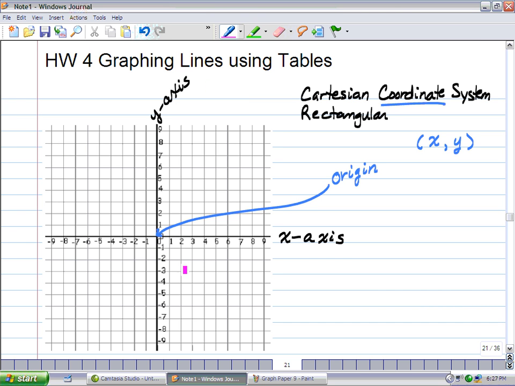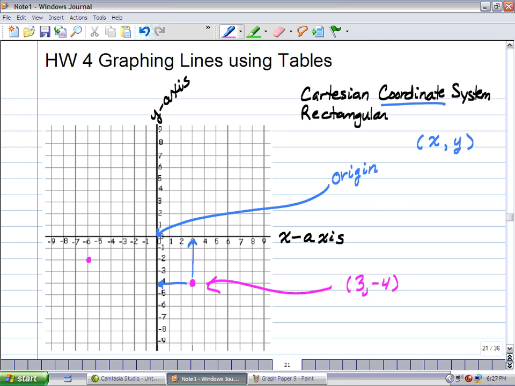So, for example, this point right here has the coordinate 3, -4. It has the x-coordinate as 3 because it's right below the 3 on the x-axis. It has the y-coordinate -4 because it's right across from the -4.